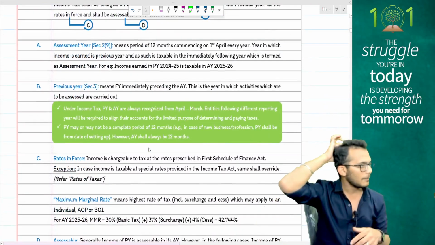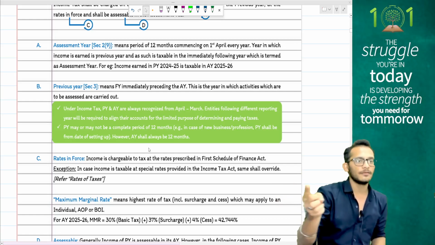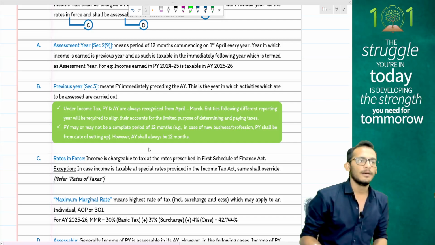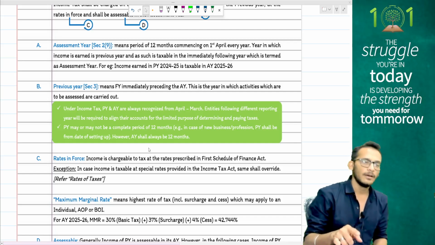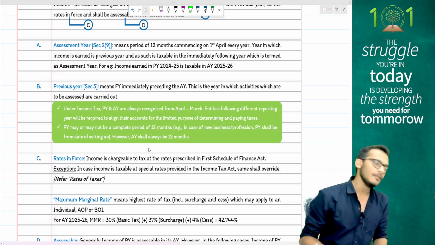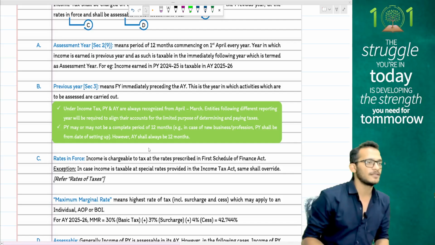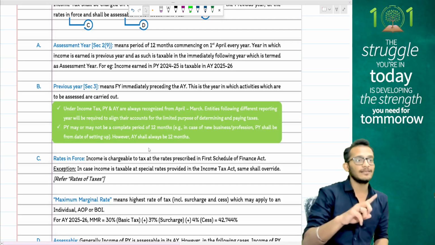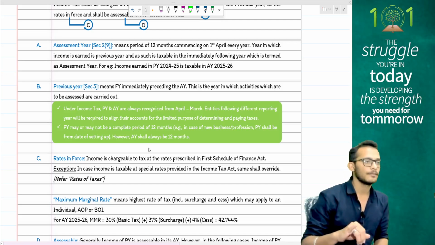You will have to compute tax in the assessment year for the income earned in previous year. Previous year may or may not be for 12 months. Assessment year is always for 12 months. Previous year will not be for 12 months in case a newly starting business or a person has first time come into existence. 5 cases where previous year and assessment year will become the same.